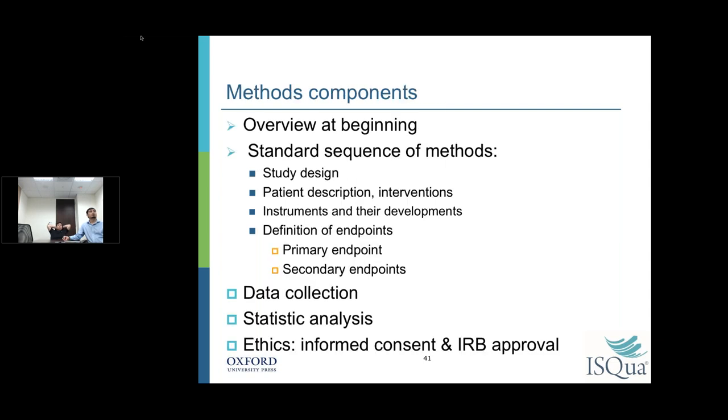Then there are some methods components. You have to have an overview at the beginning and a standard sequence of methods, for example, your study design, your patient description, interventions which you are going to have in your study, some instruments if you have developed them, and definitions of your primary endpoints, secondary endpoints, data collection, and the statistical analysis software you use. And make sure you have the ethics, informed consent, or IRB mentioned in your methodology section at the end too.